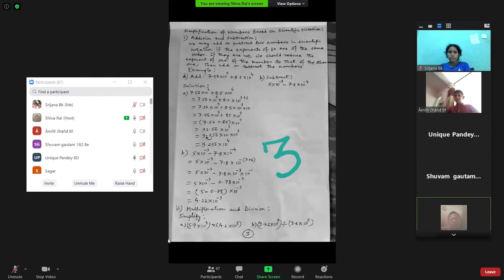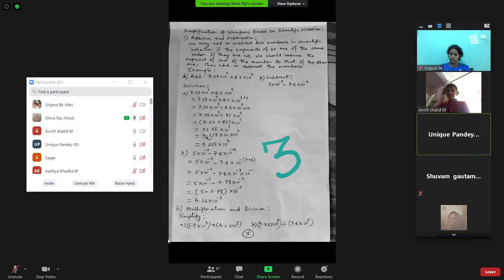7.8, if you divide by 10, what does it become? The decimal shifts one place to the left. So you look here, already here, the decimal shifts one place to the left again, so it becomes 0.7 into 10 to the power minus 3.